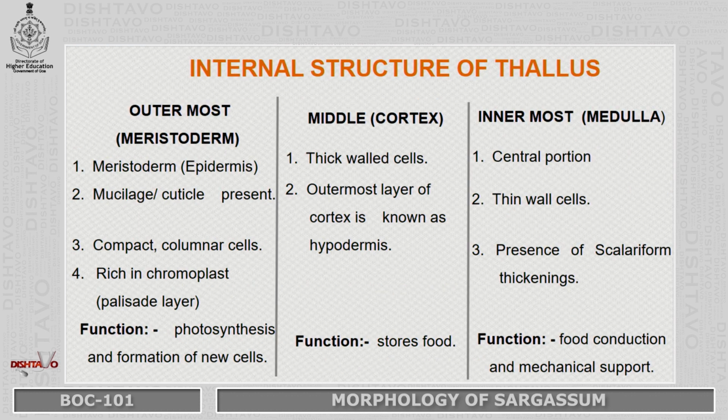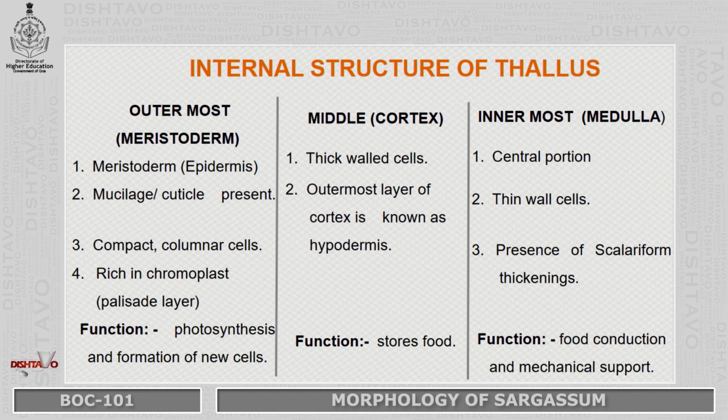Now, when you take a section of the thallus, you will get to see three main layers. They are the outermost, the middle and the innermost. The outermost layer is called the meristoderm. The middle layer is called the cortex. The innermost layer is called the medulla.